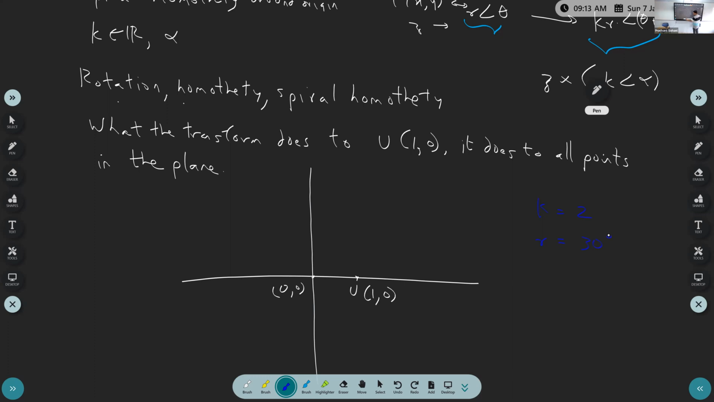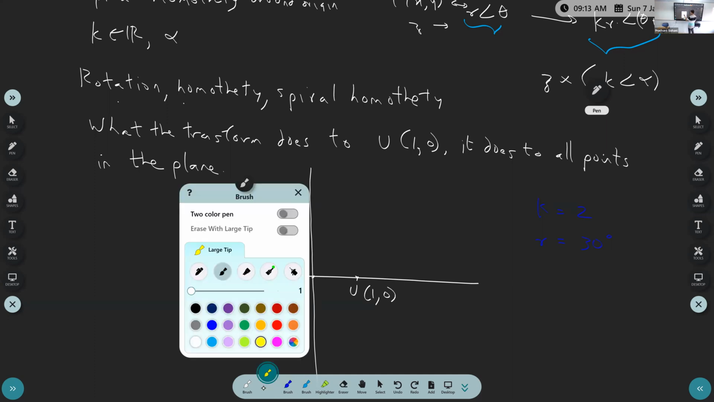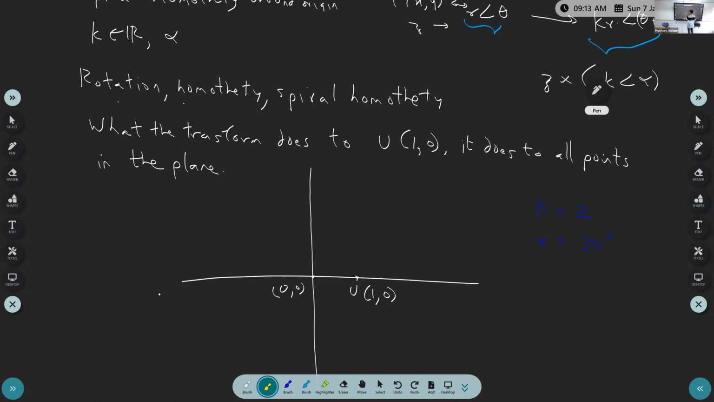Under this operation, let us say there is some different point over here, and I want to know what happens to this point. The way I think about it is to first apply this operation to the point u. If I do the dilation, the point u will go from 1 comma 0 to 2 comma 0 over here. After that, when I do the rotation by 30 degrees, it will land somewhere over here. If I call this new position u2, then u became u2 under this operation.